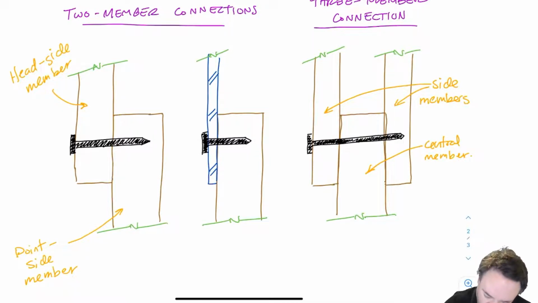So this one would still be called our head side member. And this one over here would still be called our point side. Okay, and both of those are side members. The only difference being that we now have this central member.